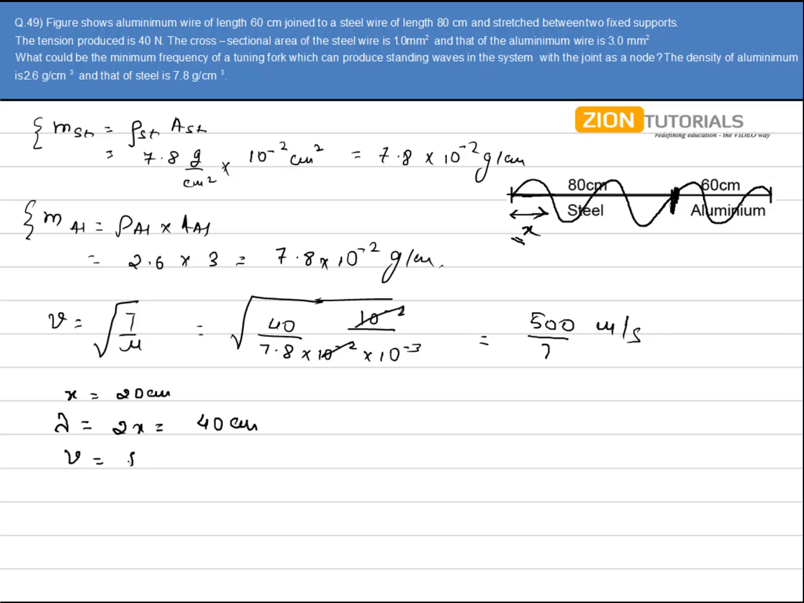Wave velocity I know, that is 500 by 7 meter per second. So I can calculate the frequency, that comes out to be v by lambda. So just substitute the value, you get the value of frequency as 180 Hertz. That is the answer.